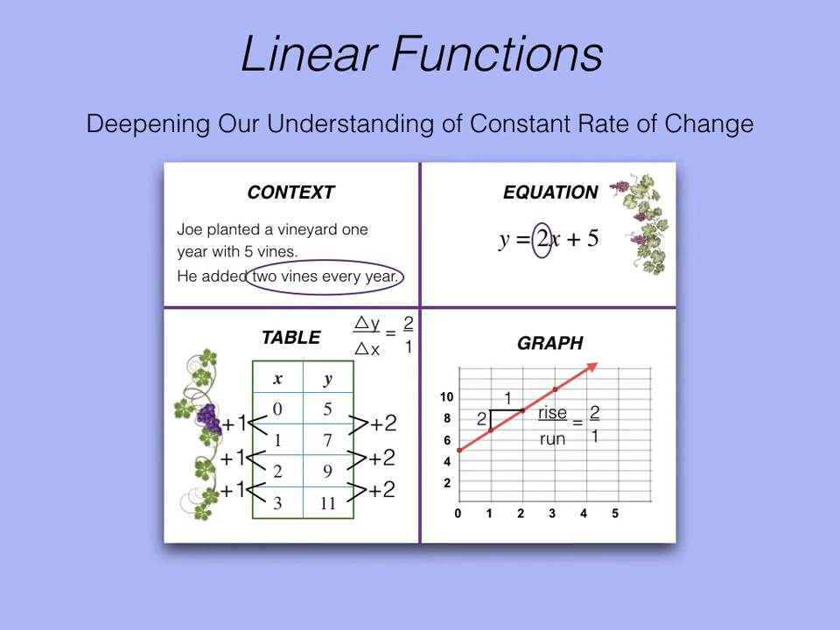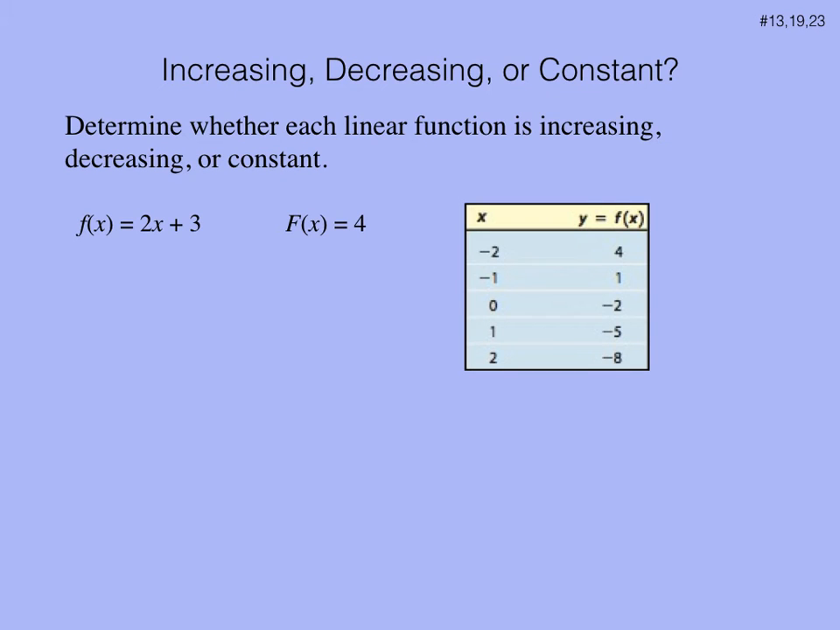In the next example, we're given 3 different representations of linear functions. And we're asked to determine, is this function increasing, decreasing, or constant? In the first example, it's in y equals mx plus b form. The slope, the m, is 2. So this function is increasing because it has a positive slope.